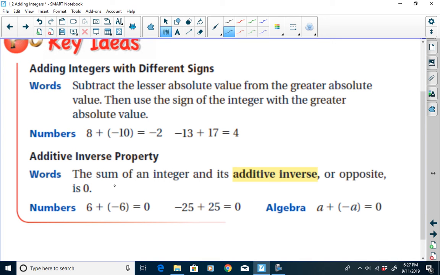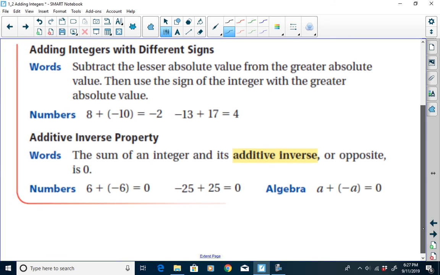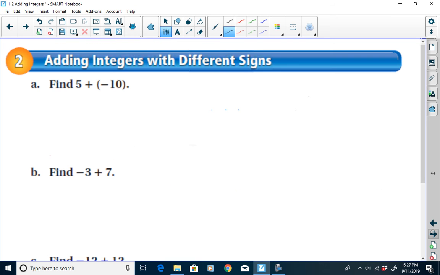The additive inverse property says that the sum of an integer and its opposite are 0. So we're going to be using that additive inverse property when we do some of this addition with opposite signs. All right, so let's try some examples.